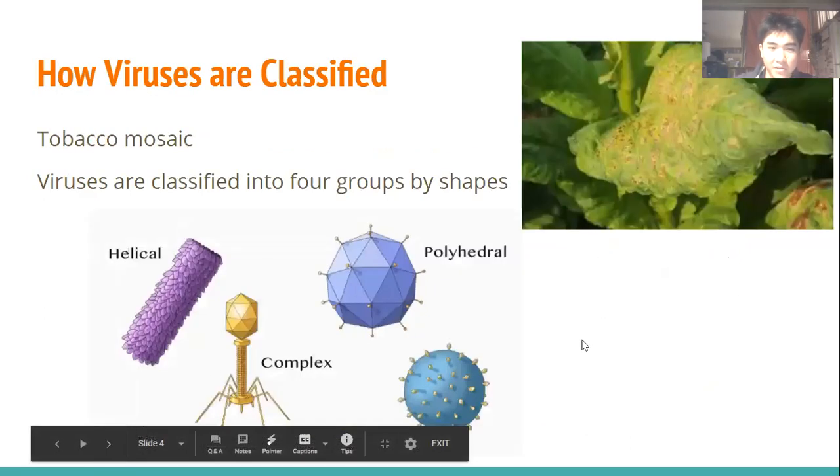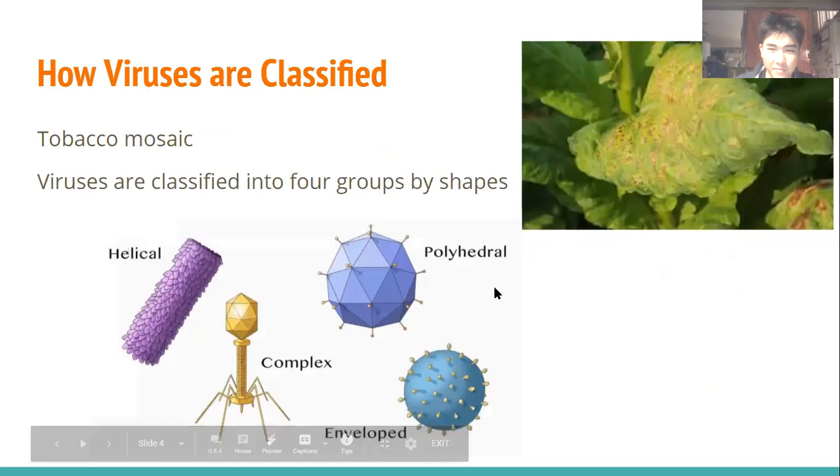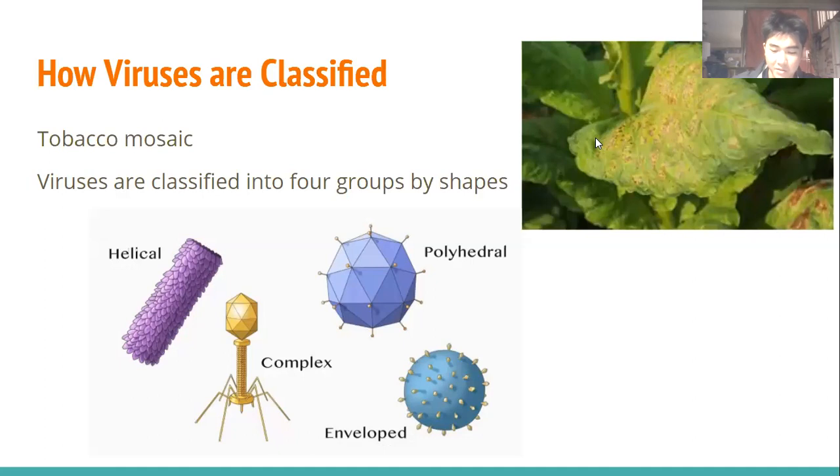So how are viruses classified? Starting with the tobacco mosaic virus. When it was first discovered, scientists began to group viruses by the variety of size and shape and their chemical composition and structure. Currently, viruses are classified into four groups by shapes. With the use of electron microscopy, more defined images of the structures were clarified.